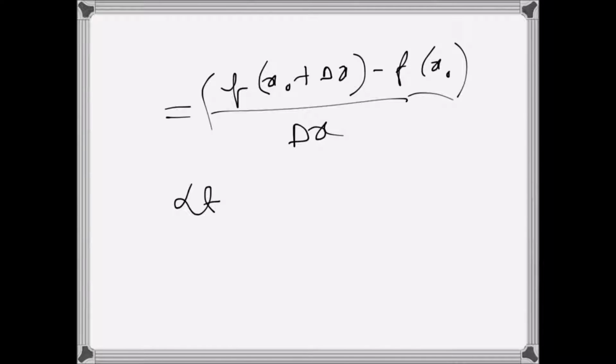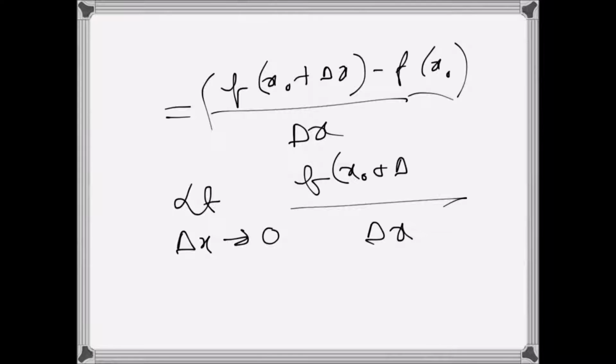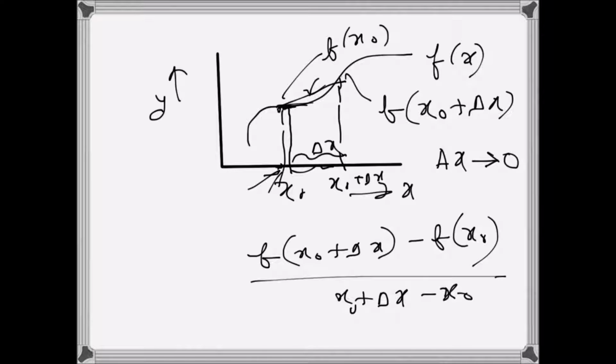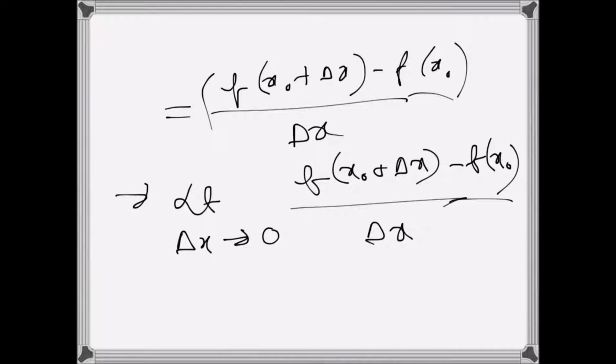So if we say del x tends to 0, and this is f(x0 plus del x) minus f(x0), this expression becomes the gradient of the tangent, because this straight line then becomes the gradient of the curve at that point, basically at point x0. Now this is also the definition of the derivative of the curve at that point. So this is the derivative of the curve.